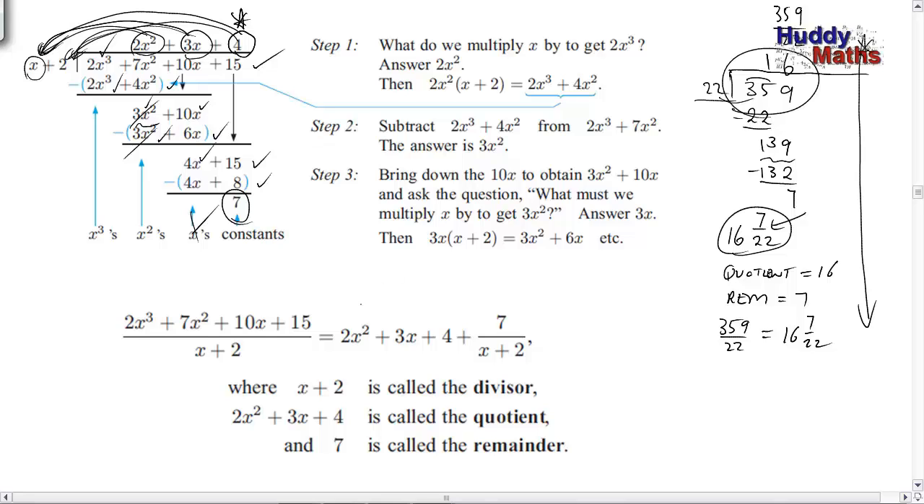We've shown that the quotient, the number of times it actually goes, is that, and 7 is the remainder, so we've got 7 over x plus 2.